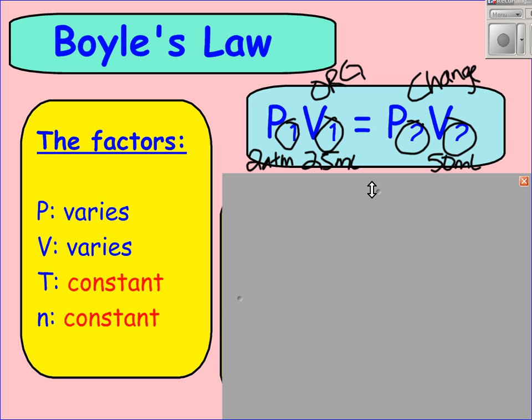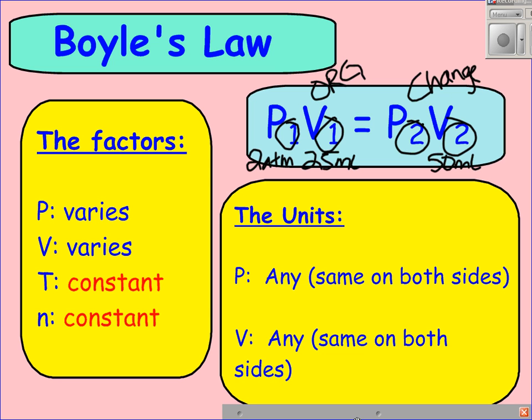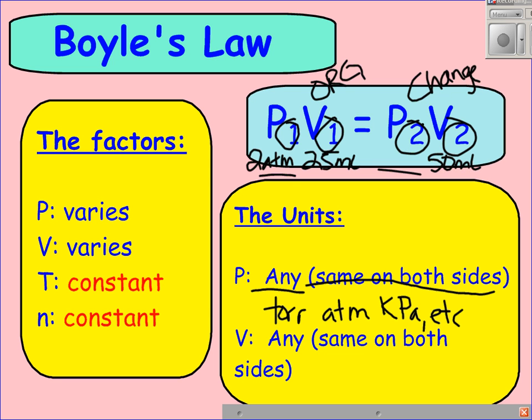Now before we get into our first example, let's take a look at the units that are involved. With pressure, any units can be used. For instance, we learned that there's units of torr, atmospheres, and kilopascals. Any of these units can be used in the equation so long as they're the same on both sides. So for instance, if you have atmospheres on this side, you must have atmospheres on the other side.